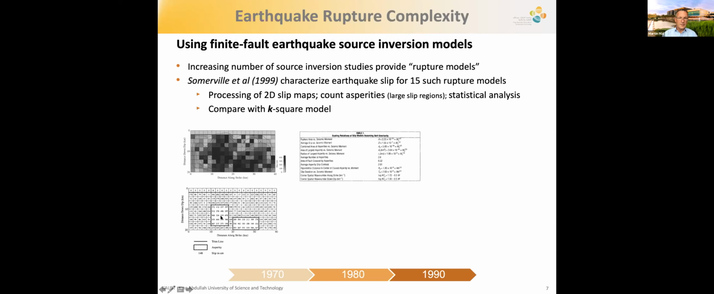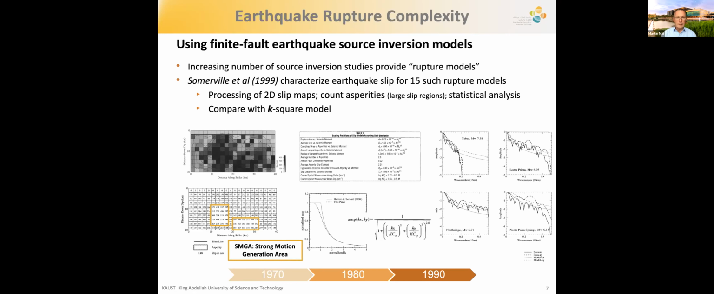And on the left is kind of the processing they did on these 2D slip maps. They count asperities, so the large slip regions, and did some statistical analysis. Asperities for them were these rectangular features of high slip. And those were also prominently called strong ground motion generation areas. You count them, you compute how much the fraction of area of the fault is occupied by these areas, and that gives you a mechanism to create source models.